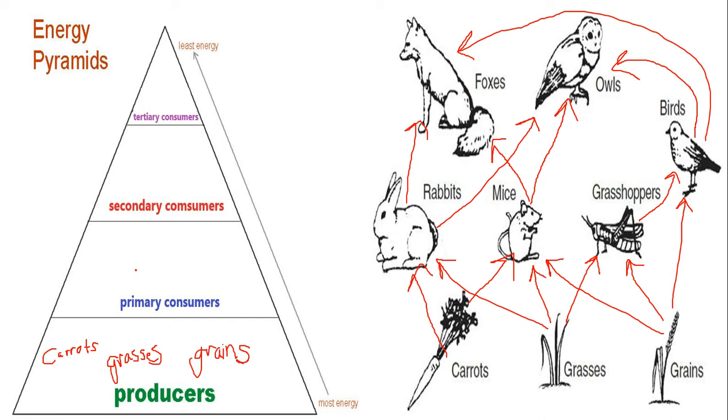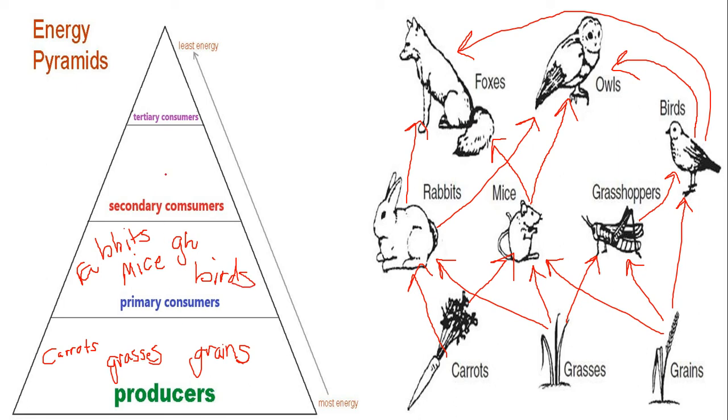Next one, primary consumers. What is eating the producers? Well, I see rabbits eat the producers, the mice, the grasshopper, I'm going to abbreviate GH, and the bird.